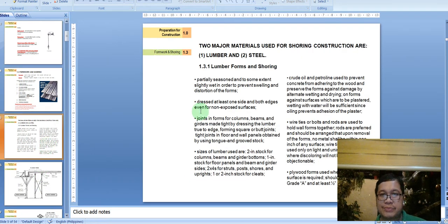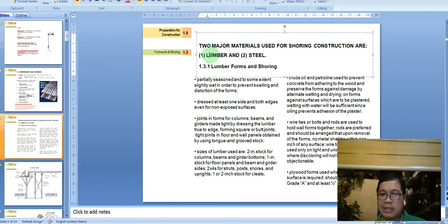Two materials for shoring construction are lumber and steel. The most common, class, is lumber. But the disadvantage of lumber is that you can use it one or two more times, at most three, but after that it's going to be useless. So it's not something sustainable. Then you have steel.